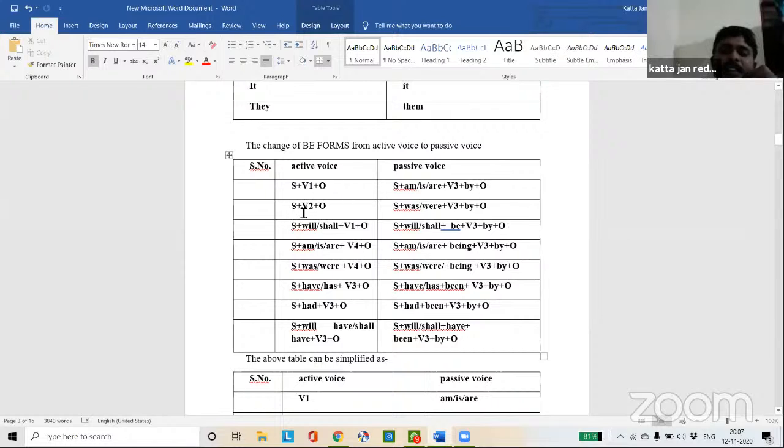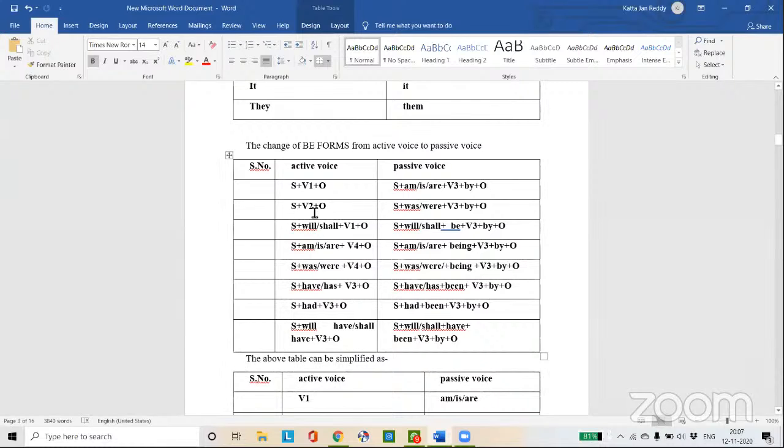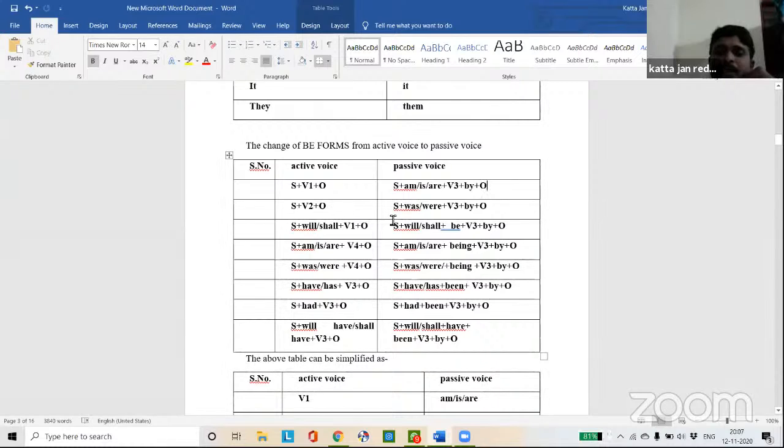Again, see this one. Subject, V2, object. Again, the object is changed as subject. Be forms "was" and "were" are used when V2 is used. It is past tense, and this is present. It is simple past, and this is simple present. Instead of tense, I use just the structure. When V2 is used, then the be forms are was, were. Again V3, again by, again object.